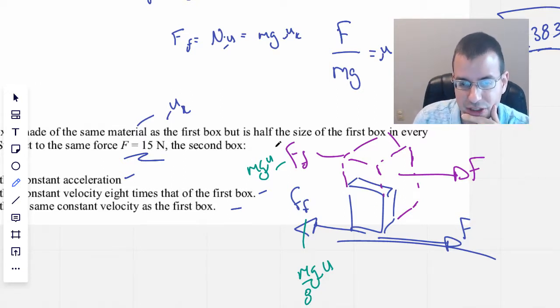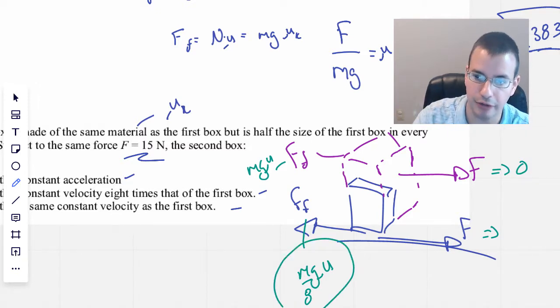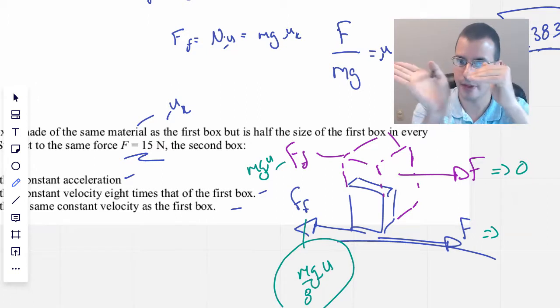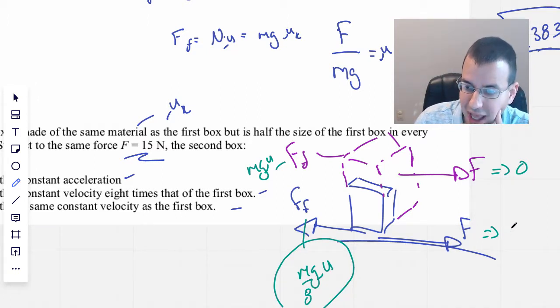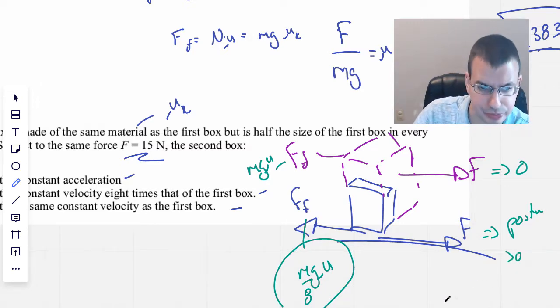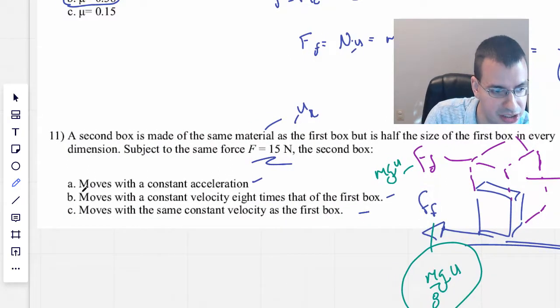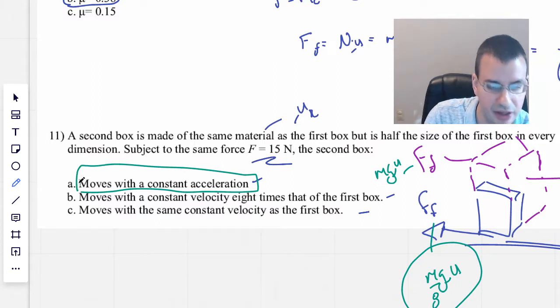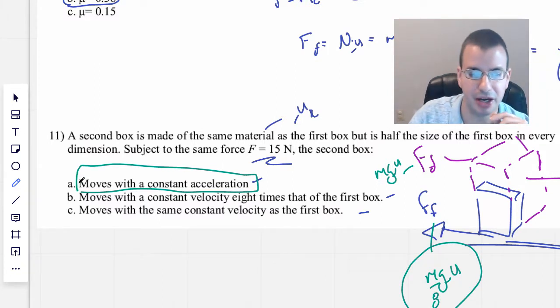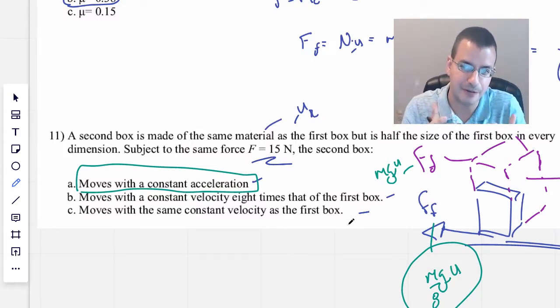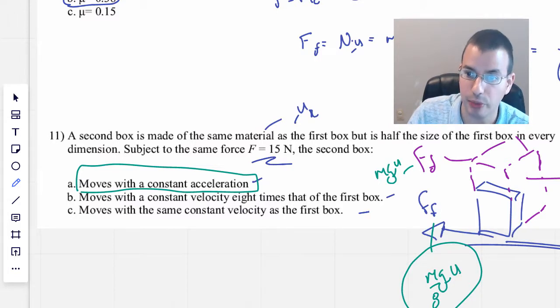And so before, when these two forces were balanced, this gave you a net of 0. Now we're using the same force, but a smaller force of friction going backwards. And so we're going to have a greater than 0 acceleration. And so that'll mean we will have a constant positive acceleration. What happens is, now that this box is lighter, it's not creating the same normal force, which provides less friction, and so it's not going to be balanced the same way it was last time.